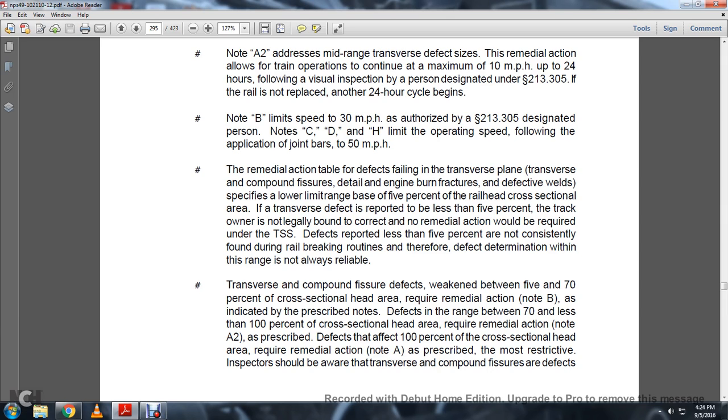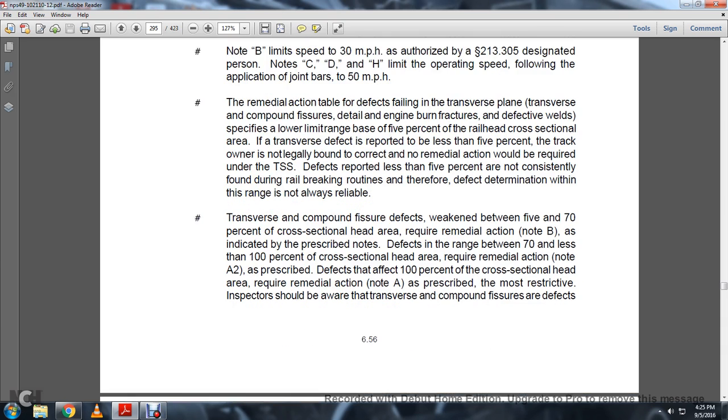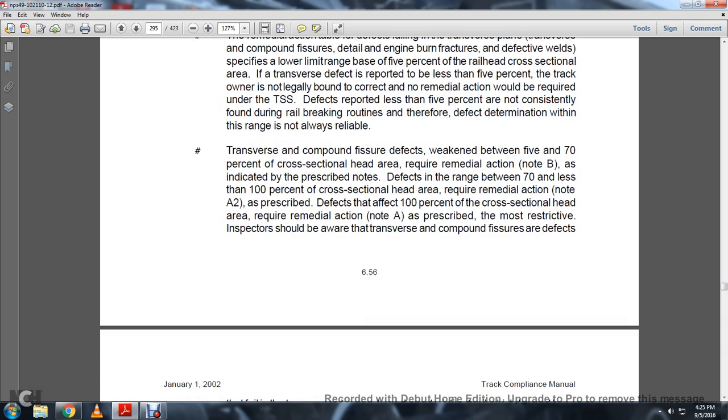Now, the remedial action taken for the defect types: transverse fissure, compound fissure, detail fracture, engine burn fracture, and defective weld, especially the low range of less than 5% of the railhead cross-sectional area. If the transverse defect is reported to be less than 5%, the track owner is not legally bound to correct it, and no remedial action would be required under the track safety standards. Defects reported at less than 5% are not consistently found during rail testing, therefore proper defect size determination with the gauge range is not always reliable.